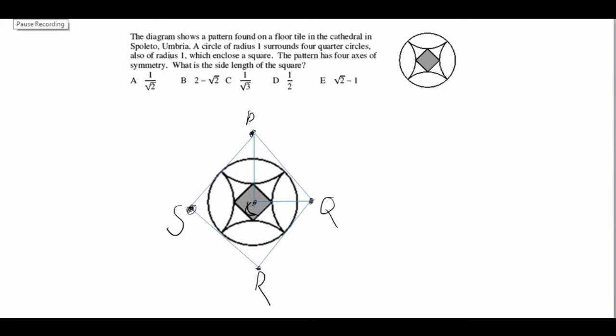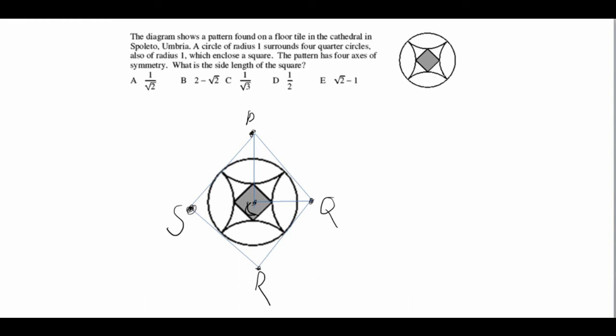Okay, so the last question is, the diagram shows a pattern found on a floor tile in the cathedral in Spoleto, Umbria. A circle of radius 1 surrounds 4 quarter circles, also of radius 1, which enclose a square. The pattern has 4 axes of symmetry. What is the side length of the square?